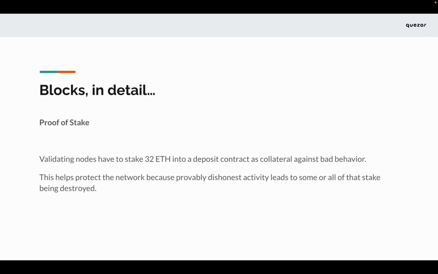To add a new block on the Ethereum network, a consensus mechanism called proof of stake is used. Earlier, Ethereum was using a proof of work consensus mechanism, but recently it migrated to POS. In POS, or proof of stake, the validating nodes have to stake 32 ETH into a deposit contract as collateral against bad behavior. If any validator tries to do anything fishy, the entire 32 ETH collateral is slashed to zero. And that's how it helps us in protecting the network against malicious actors.